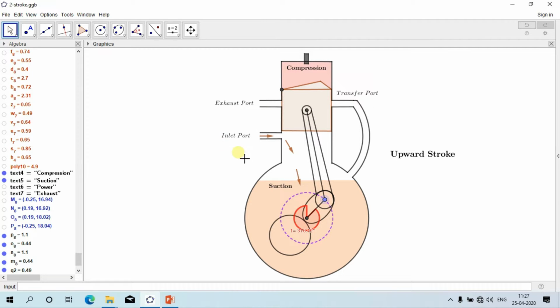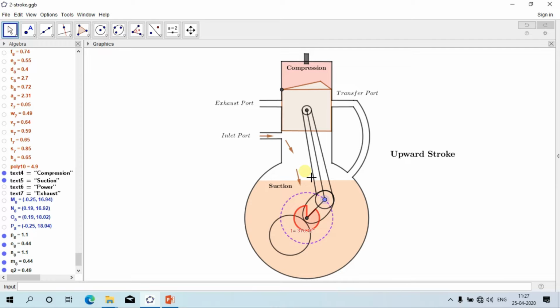The inlet port is basically used to take the fresh charge inside the casing. Through the transfer port, this charge will be transferred from the crank casing to the cylinder, while through the exhaust port the burned gases will be sent out of the cylinder. So that is the purpose of these three ports.